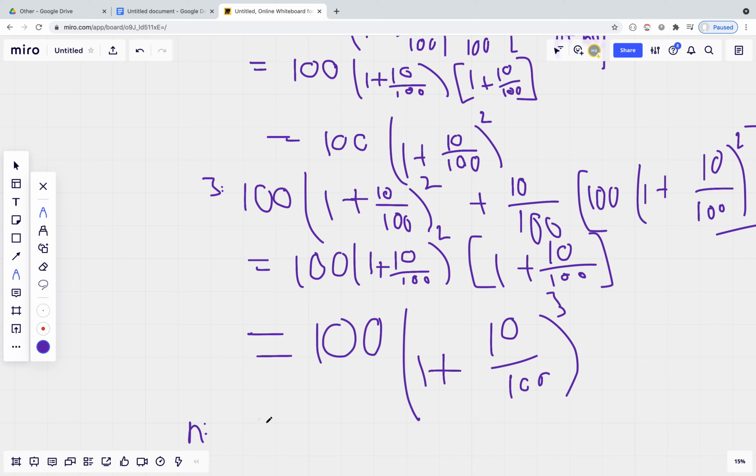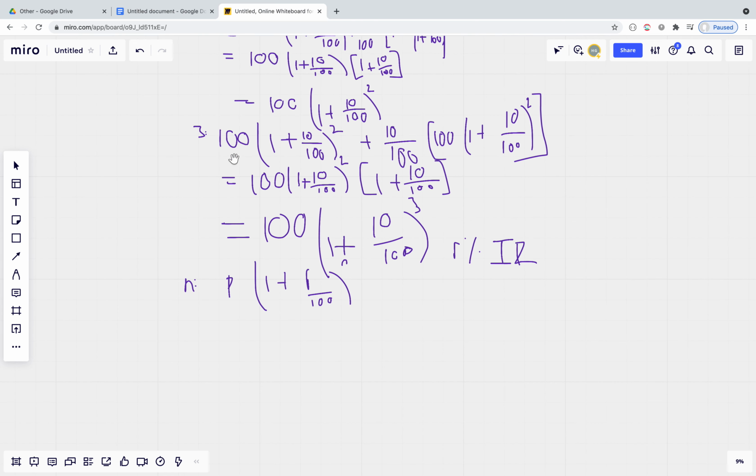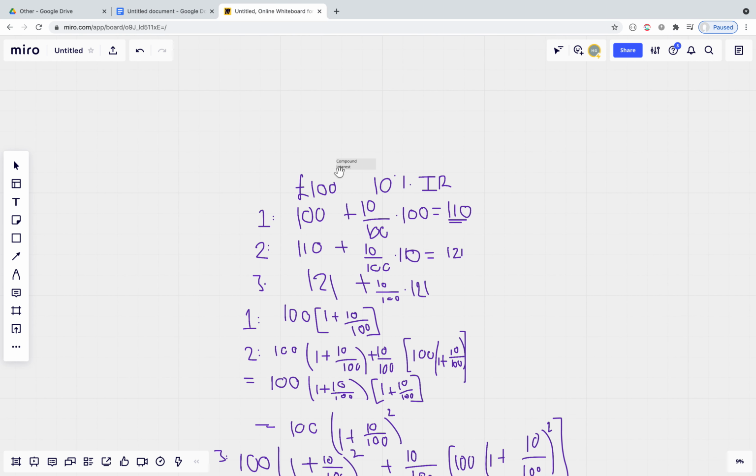you'll see a pattern. And in the nth year, what you'll owe me is P (1 add R over 100) to the n, right? Where P is your principal amount, the amount you initially invest or borrow. R is your, as we say, R% interest rate. So in this case, it's 10, and n is the number of years. Okay, and that's how much money you'd owe me after n years if we've had a compound interest.